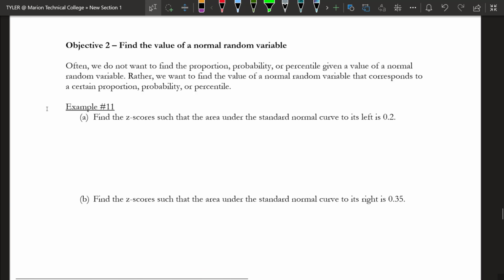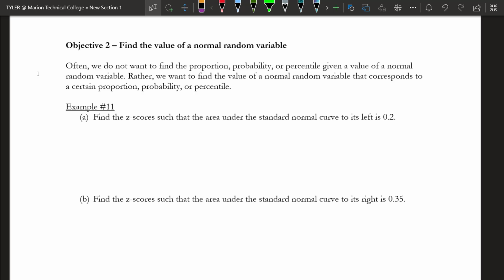All right, so objective 2 is kind of doing the opposite, right? So sometimes we might be given an area and we want to find the particular z or x value that corresponds with that particular proportion, probability, or percentile, right? So it's working a little backwards, right? So we know the area and we're trying to find that cutoff value.